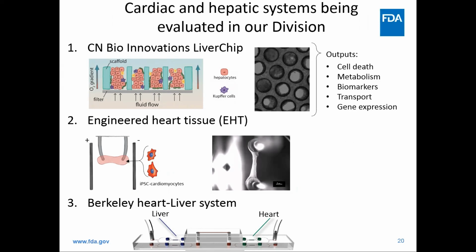We're also looking at the engineered heart tissue, the EHT, that gives outputs in contractility, calcium cycling, duration of contractions, and this one we use iPSC-derived cells, while the CN Bioinnovations so far we've used primary hepatocytes and primary Kupffer cells. And to use iPSC-derived cells, we've been also collaborating with Berkeley in their heart-liver system to better understand how to integrate iPSC-derived cells in microphysiological systems.